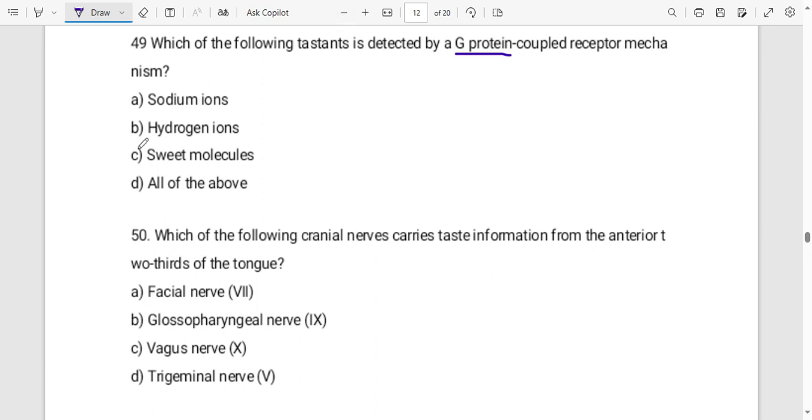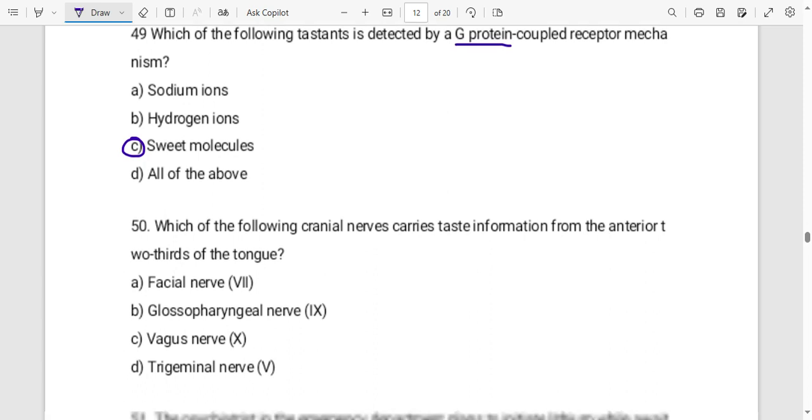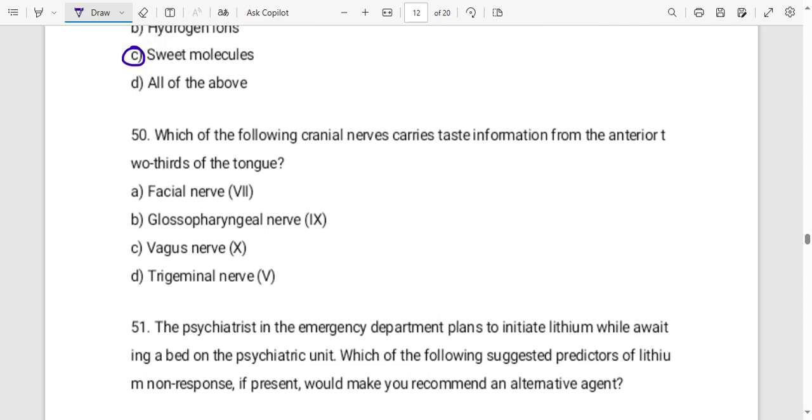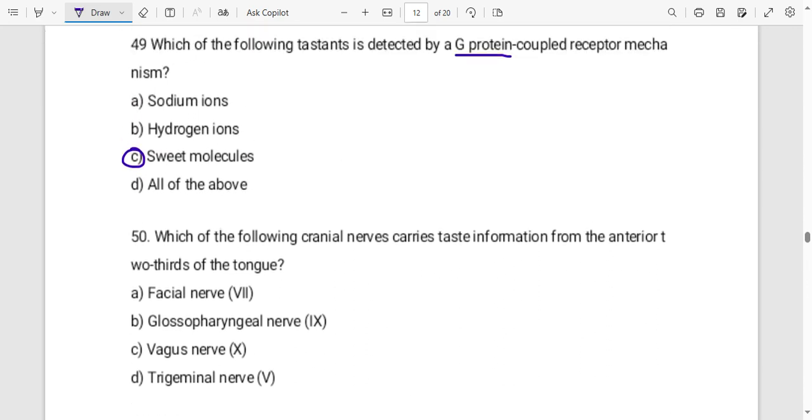Thank you so much. It's a C. Remember the only two that are carried by G protein are sweet and bitter, not sour and bitter.